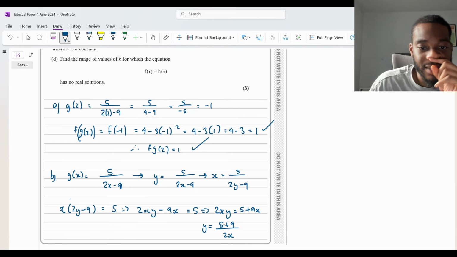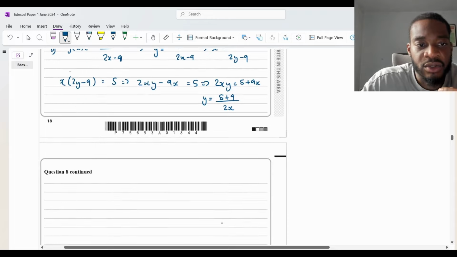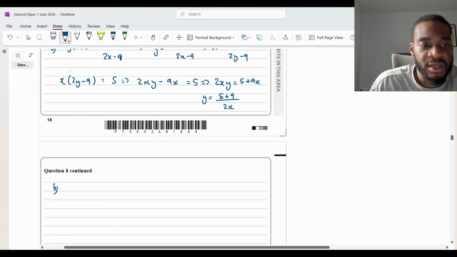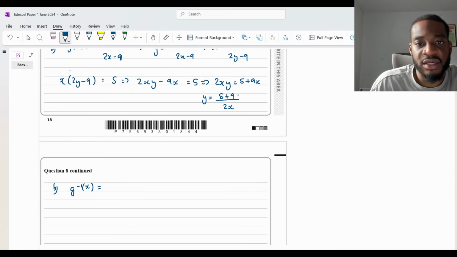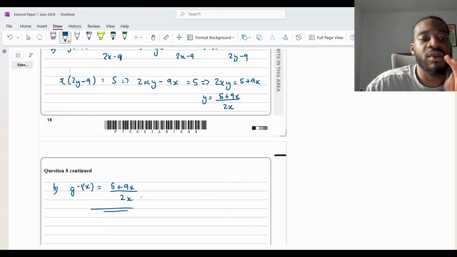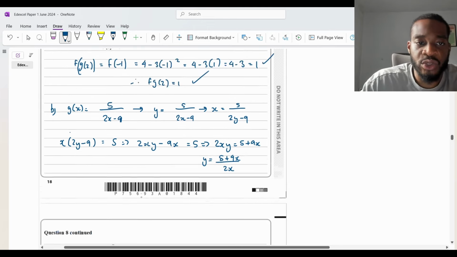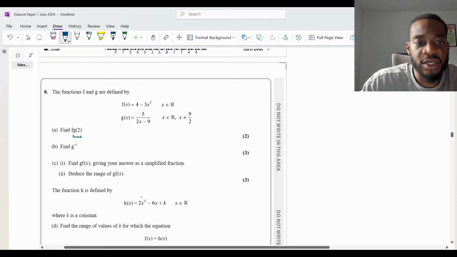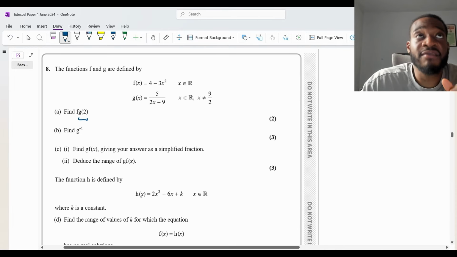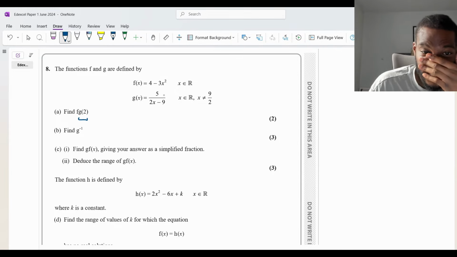Now that we've got y as the subject, we just replace that with g inverse. So therefore, your answer to part B is just going to be g inverse of x is going to equal that expression there. I forgot the x here, didn't I? 5 plus 9x, sorry. So 5 plus 9x over 2x. And that is it. Now, remember, whenever you're dealing with these questions, if they ask you for the inverse, you should always state the domain as well. So when I look at this expression here, the domain of the inverse is going to be the range of the original, isn't it? So what's the range of this function?